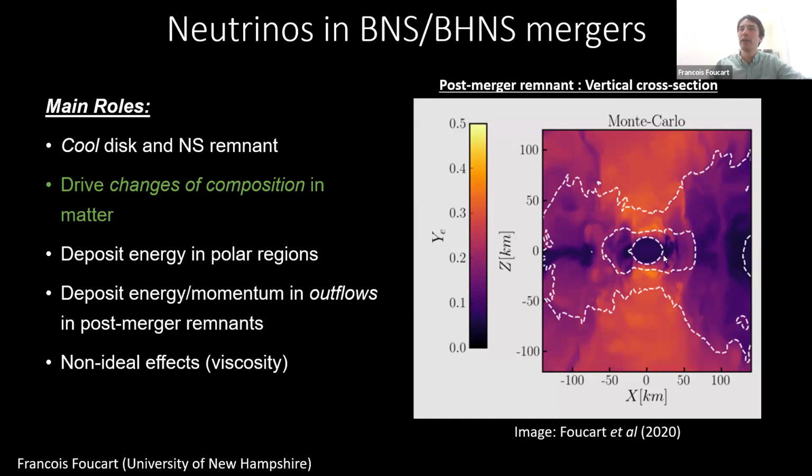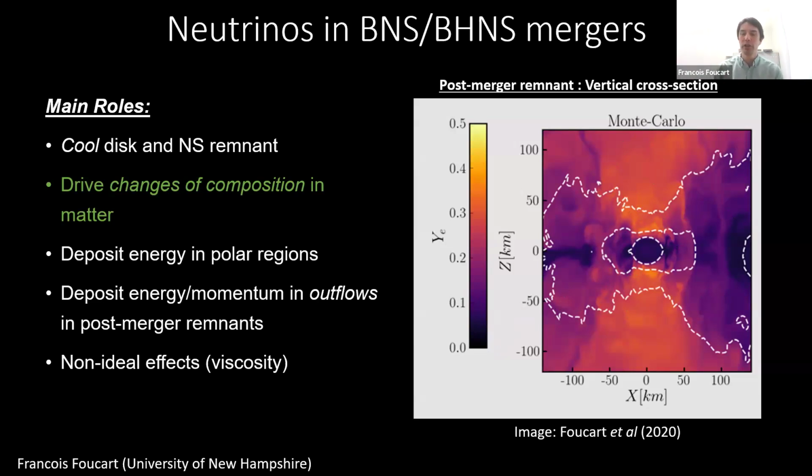And you can see, of course, that the central object is very neutron rich, as expected for a neutron star, electron fraction of 0.05 or so. But then the surrounding accretion disk has already been processed a lot by neutrino emission and absorption, and has electron fraction of maybe 0.1 to 0.25 already. And then the matter that is being ejected along the edges of the disk and in the polar regions can go to even higher electron fraction through neutrino emission and absorption. Anywhere between 0.2, 0.25, to even in some simulations up to 0.5. So that's one of the main roles of neutrinos.